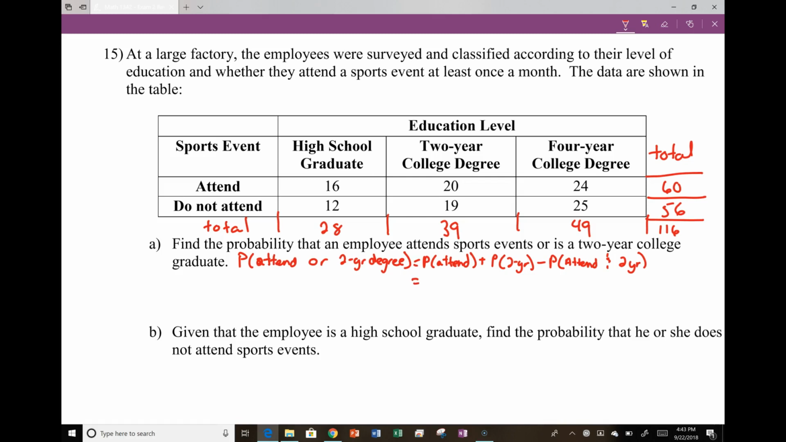So the probability that they attend is going to be 60 out of 116. The probability that they have a 2-year degree will be 39 out of 116. The probability that they attend and have a 2-year degree, well, that's here in this overlap, so that's 20 out of 116. We do the addition, subtraction, and division, and we come up with the probability that an employee attends sports events or is a 2-year college graduate is 0.681.